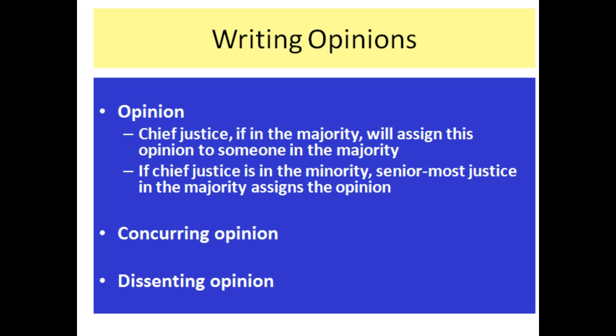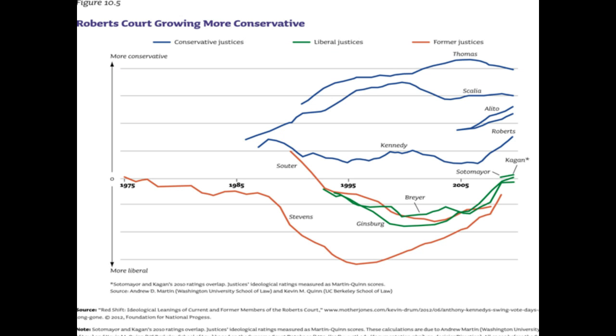Who writes the opinion in a Supreme Court case? Well, if the Chief Justice is in the majority, he will assign the opinion to someone in the majority, or he or she will write it themselves. If the Chief Justice is in the minority, the senior-most justice in the majority will assign the opinion. The next slide shows how the Supreme Court has grown more conservative under Chief Justice Roberts' tenure.